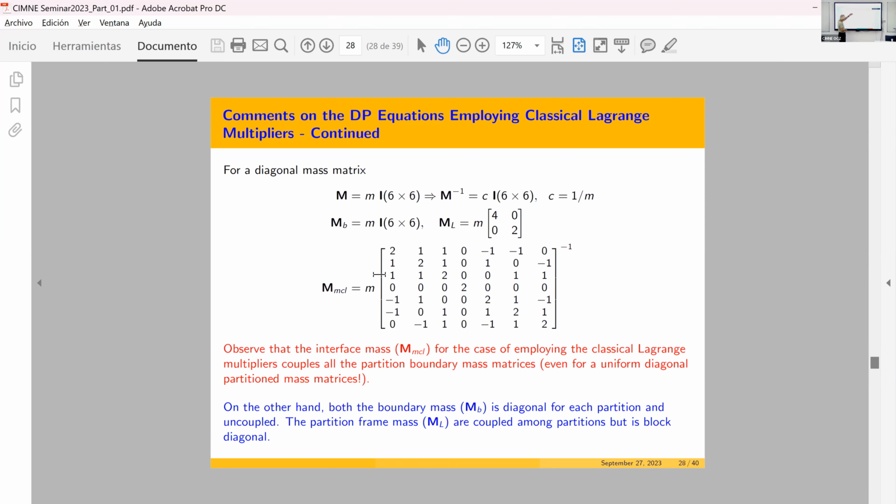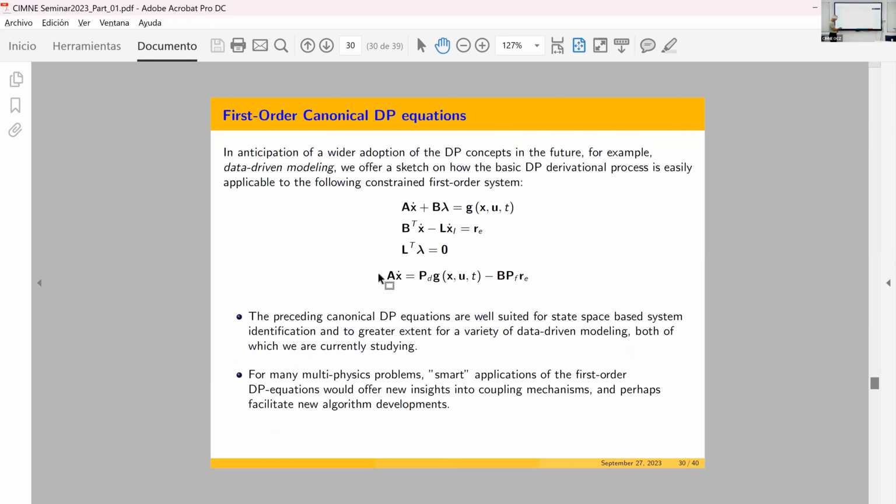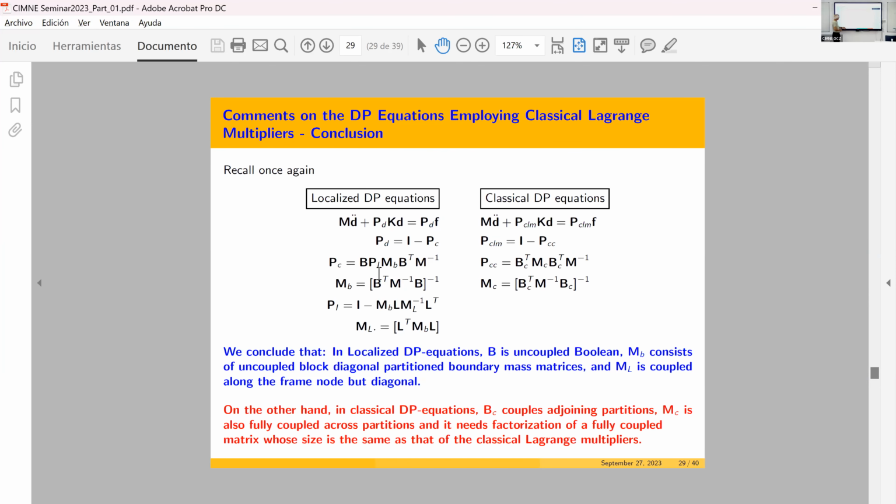So if the M matrix is diagonal, M inverse is diagonal, and MB is diagonal, ML is diagonal. And the classical MCL is fully populated. The size of this matrix is the same as the size of the Lagrange multipliers, the classical Lagrange. So it really defeats the purpose. What's the point of not assembling if you have to spend so much time on it? So what I'm saying here is, looks like 1, 2, 3, 4, 5, 6. You only have 4 lines, but this is a much simpler formulation than this one.